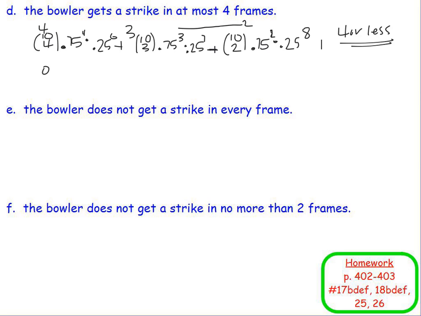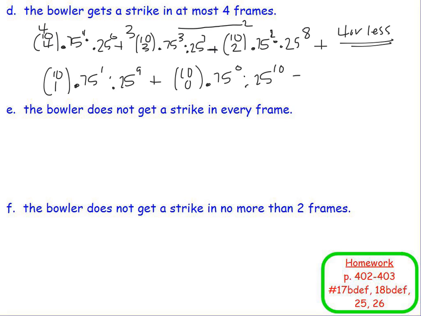Okay, we got 2 more cases. We got the case of 1 and we got the case of 0. So the 2 changes to a 1, the 8 changes to a 9. 10 with a 1, 0.75 to the power of 1 times 0.25 to the power of 9. And finally, the 1 changes to a 0, the 9 changes to a 10. 0.75 to the 0, 0.25 to the 10. So we got a whole bunch of cases there.